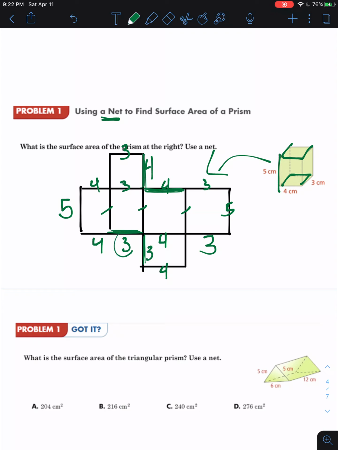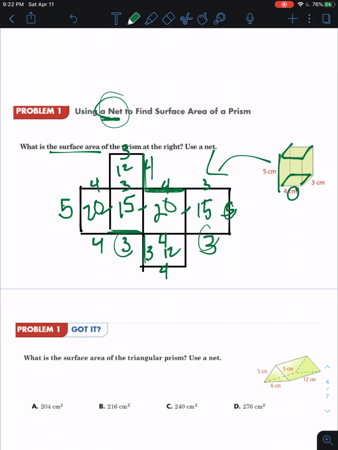So I have a 3 times 4, which gives me 12, and a 4 times 3, which also gives me 12. So 12 square units, or 12 square centimeters, for each of these two, top and bottom. And then here I got 5 times 4, or 20. 5 times 3, or 15. 5 again times 4, or 20. And 5 times 3 again is 15. Now if you add those all up, you will have the surface area, or the area of the net.